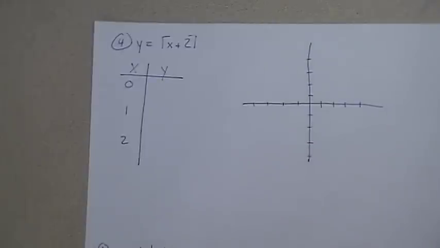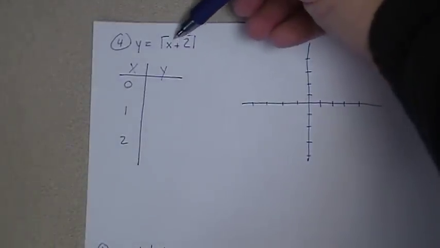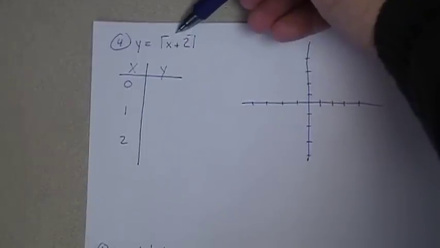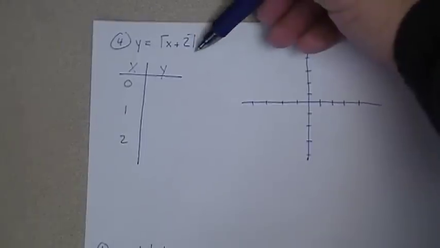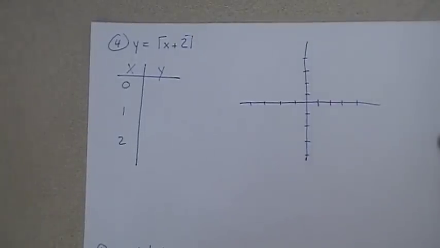Alright guys, I'm going to take a look at problem number 4 and problem number 6 from the practice sheet we've been looking at for the last couple days on graphing the step functions. In number 4, I just copied this right off of the practice page. I have a ceiling function, because I have the marks at the top but not the marks at the bottom. I have a ceiling function with an x plus 2 inside.